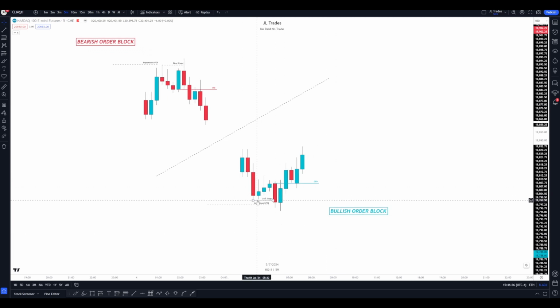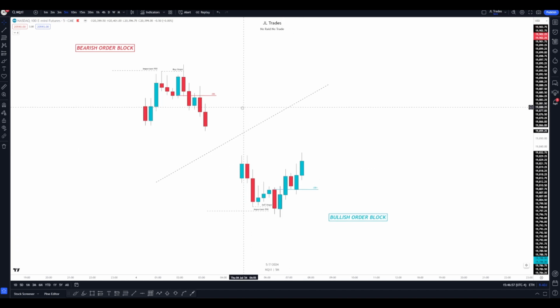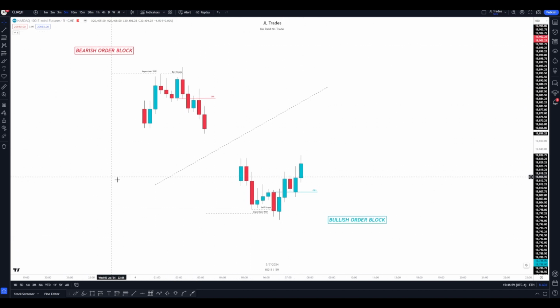For a bullish order block, it's the other way around. Same thing, important level hit, sell stops in this case, and once that happens, I want to see the last down close candle, the top of it, closed above. We close above this, and that creates a bullish order block. So that's bearish and bullish order blocks. Let's get into an actual example.